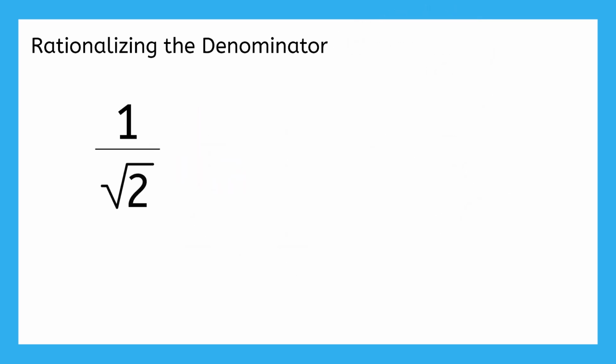Let's apply this process with a fraction that has a square root in the denominator. We know that we can multiply this fraction by another fraction that is equivalent to 1. But the question is, what will be in the numerator and denominator of that fraction? Well, it would be useful if we could get a number under the square root that is a perfect square, like 4. So let's multiply by root 2 over root 2.